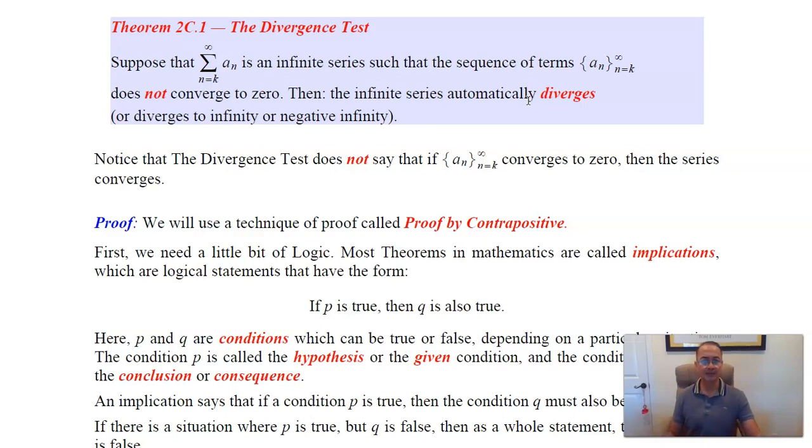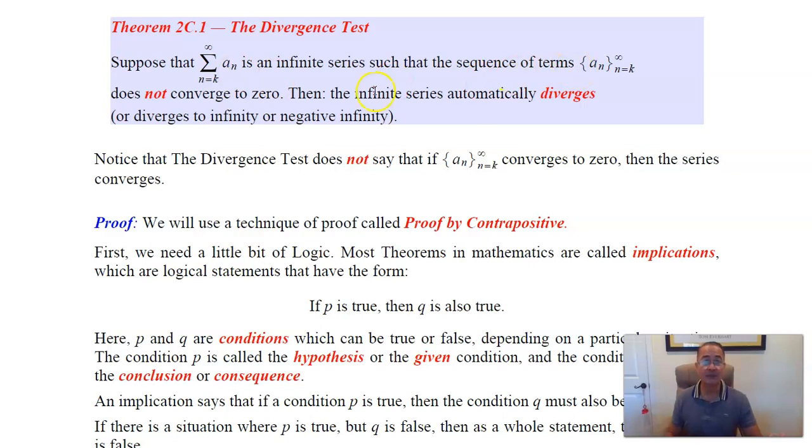All right, so one more time. You start with an infinite series. You look at the terms of that series, not the partial sums. We talked about the partial sums last time, but all you have to do is look at the terms that make up the infinite series.